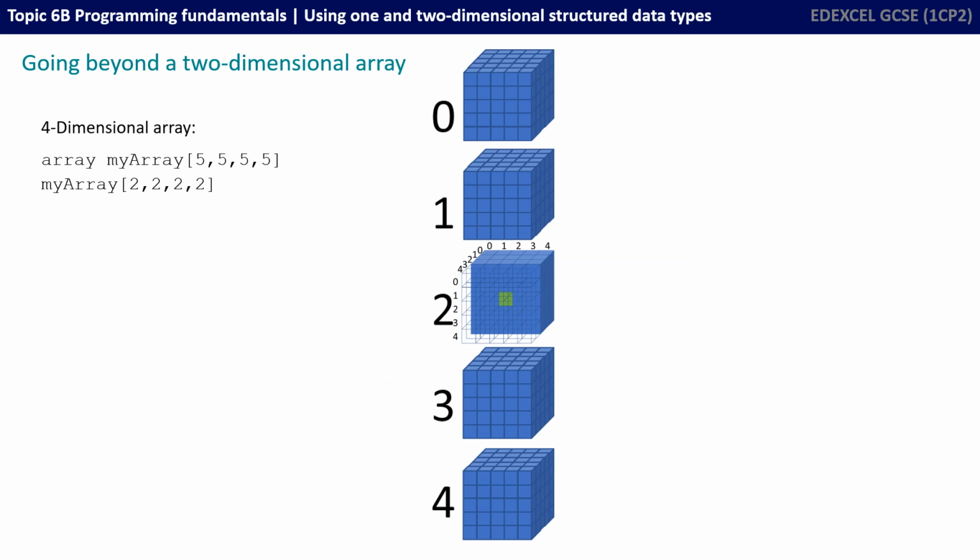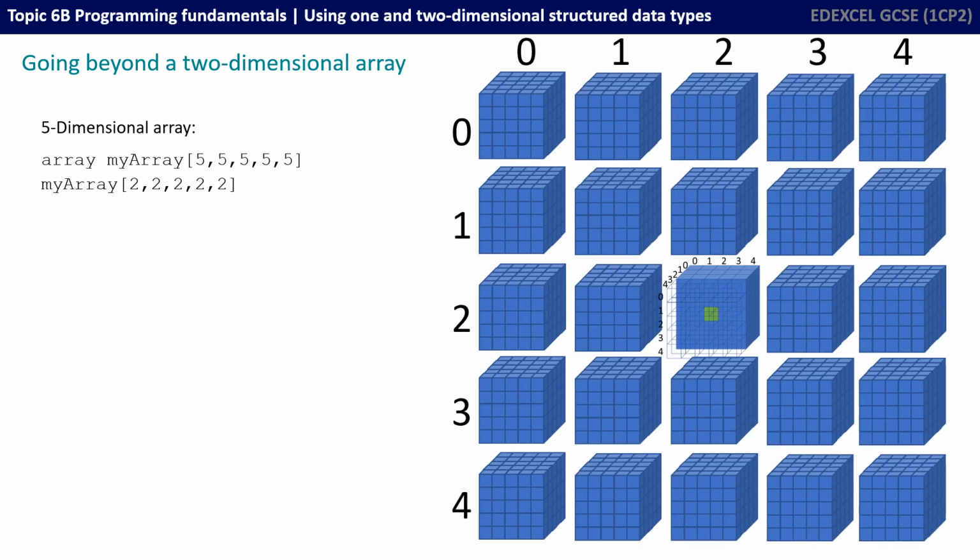So this is how you could potentially visualize a four-dimensional array. We just take a set of cubes. We'd have to supply 4 indexes to this array to access any one of the elements. The first index specifies which cube we look at, and then the next 3 specify the width, the depth, and the height.